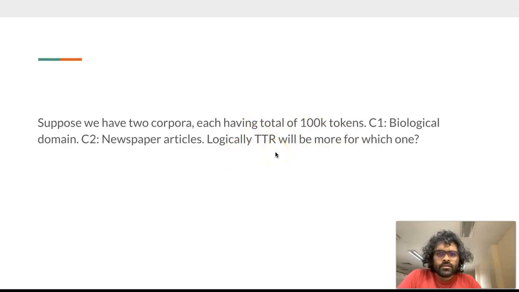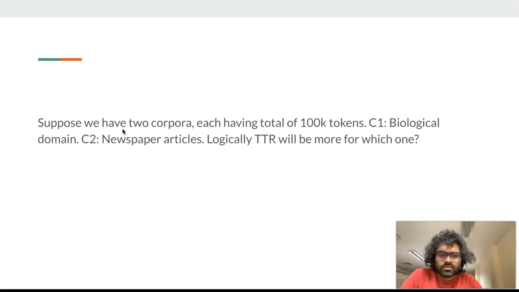You can write your answer in the chat, and anyone can also answer after turning on the mic. I hope you understand the question. If you don't understand the question, you can ask. So there are two corpora. Both of them have 1 lakh tokens, different 1 lakh tokens, total tokens are 1 lakh.